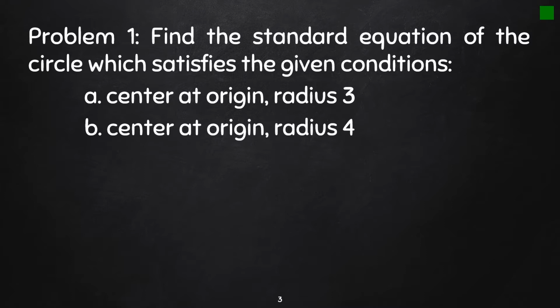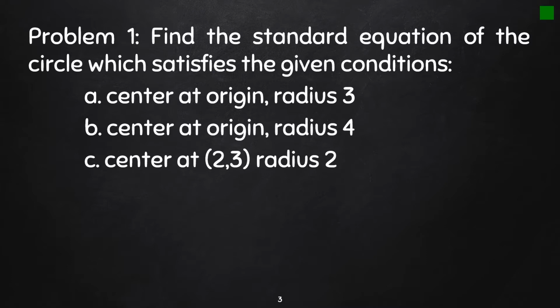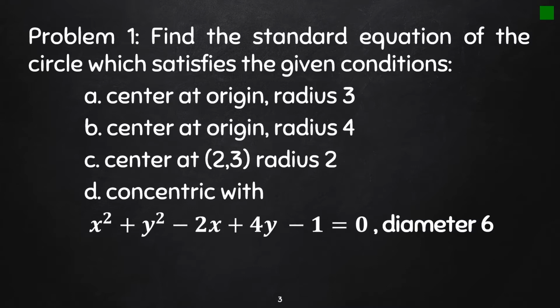Another is a circle with a center at origin again, but with a radius of 4. Next, we have a circle with a center at (2, 3) and a radius of 2. And the last one is a circle which is concentric with x squared plus y squared minus 2x plus 4y minus 1 equal to 0 and has a diameter of 6. Alright, let's begin. So let's begin solving problem 1.a.